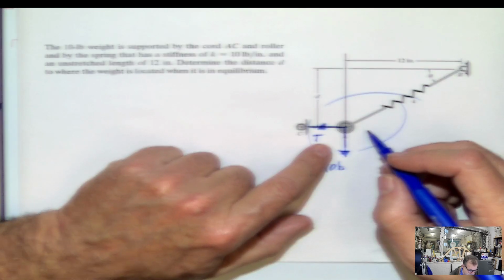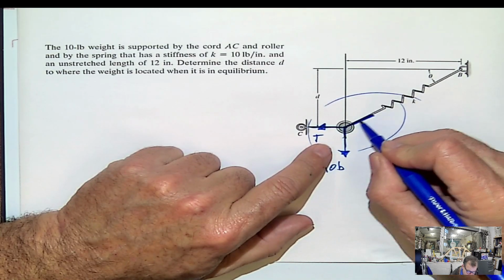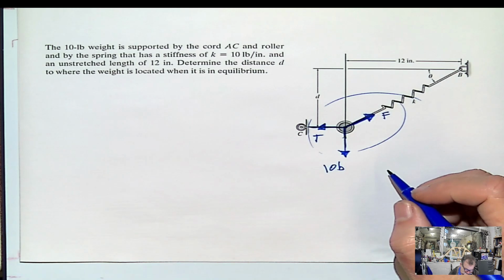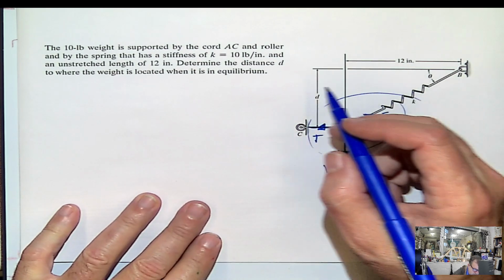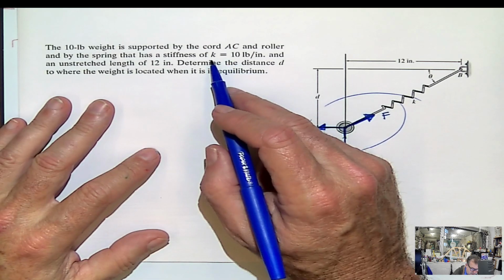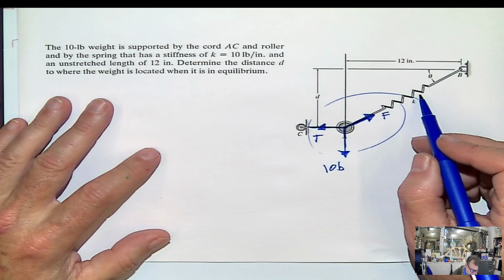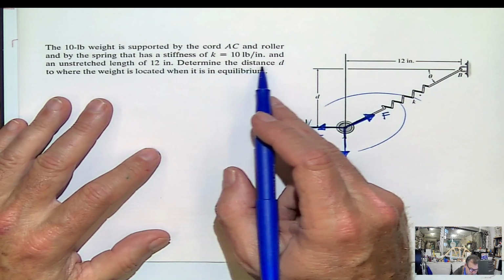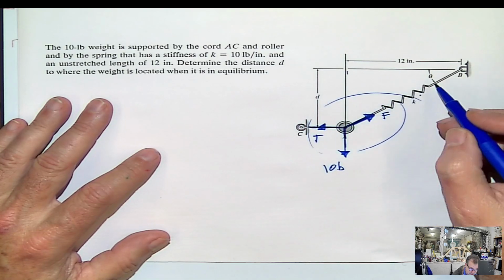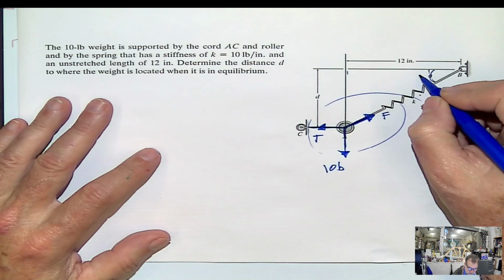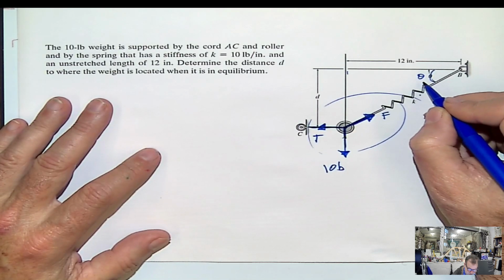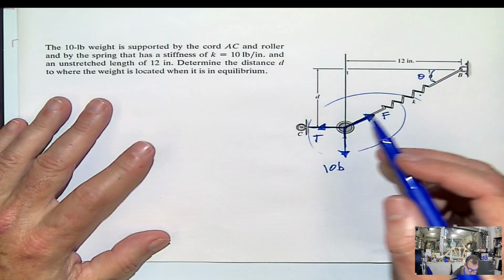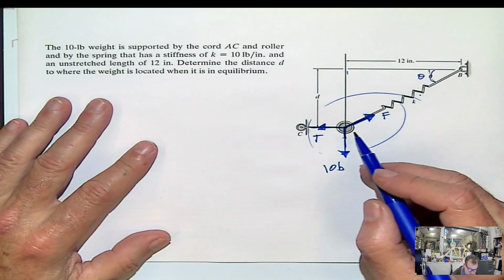And then you have a spring here. I'm going to call this force F. I have the stiffness, and I have the unstretched length, which is 12 inches. Determine the distance d, so I don't know this, meaning I don't know the angle in real life. That's my unknown here. It looks like you have a bunch of unknowns, but you don't. You're gonna see that you have sufficient equations to solve this.